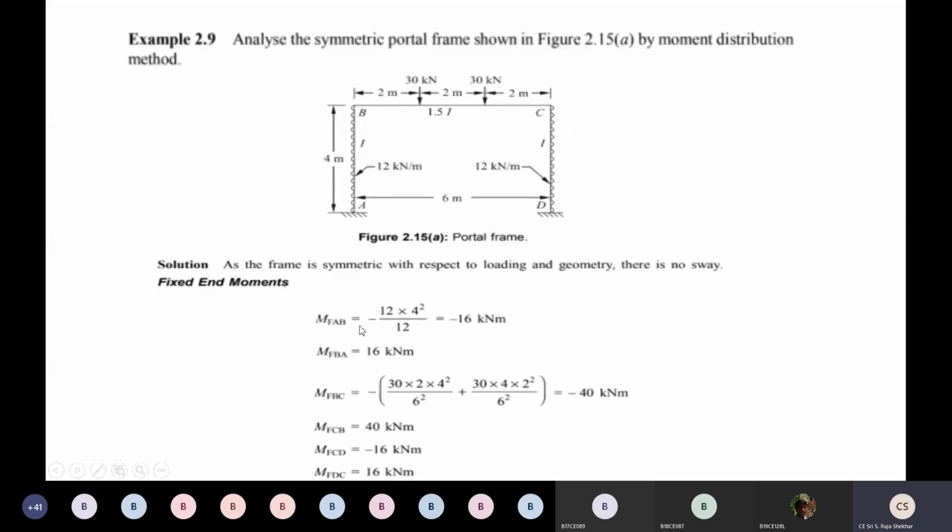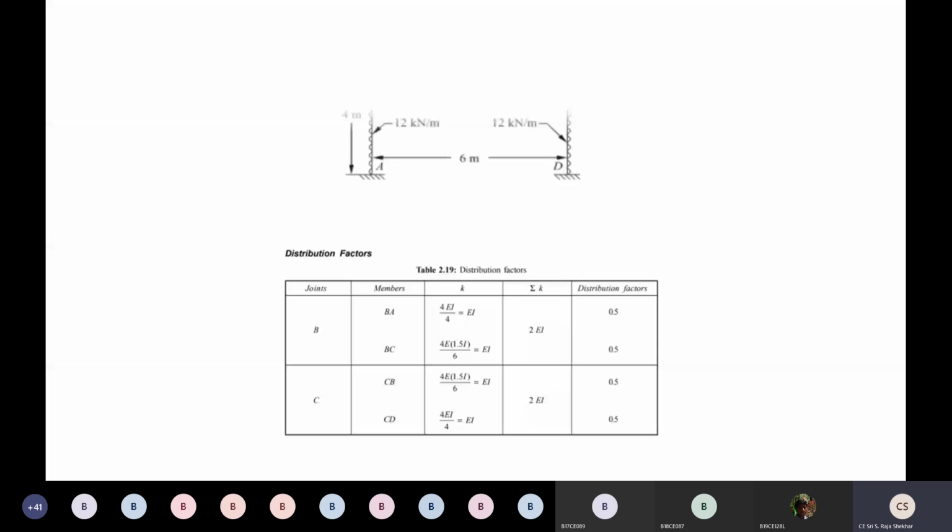So by using those concepts, I calculated the fixed end moments MFAB, MFBA, MFBC, MFCB, MFCD, and MFDC. All of these are the fixed end moments I calculated. And the next step in the moment distribution method is finding distribution factors for different members.